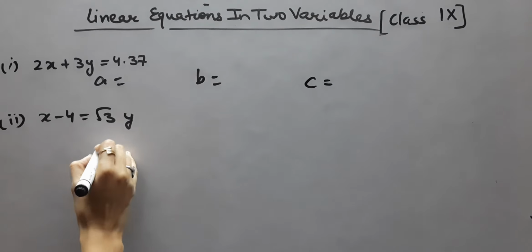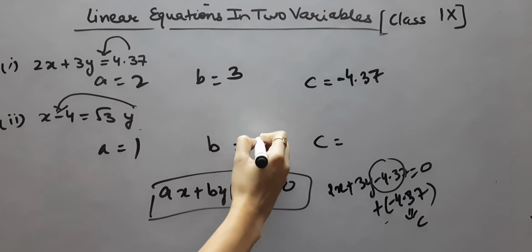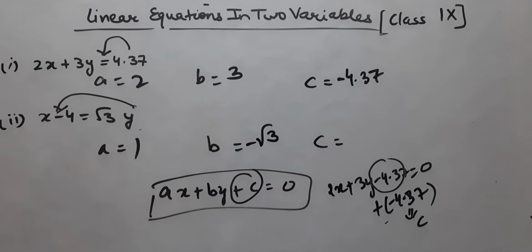Similarly here also, the value of A is the coefficient of x, that is 1. The value of B is the coefficient of y. Here it is positive, now it will come here, so this will become minus root 3 y. So the coefficient of y, or the value of B, is minus root 3. Next is the value of C. C there is negative, so it will become minus 4. I hope that this is clear to you, how we find the coefficients.